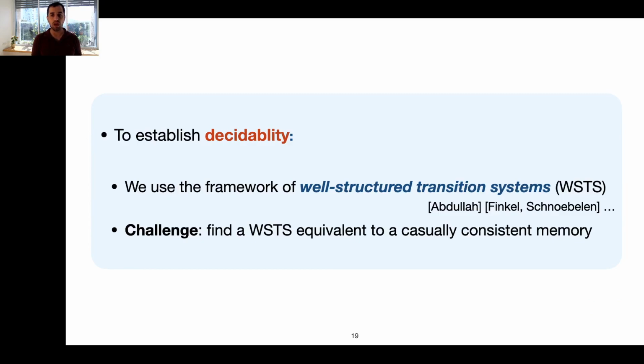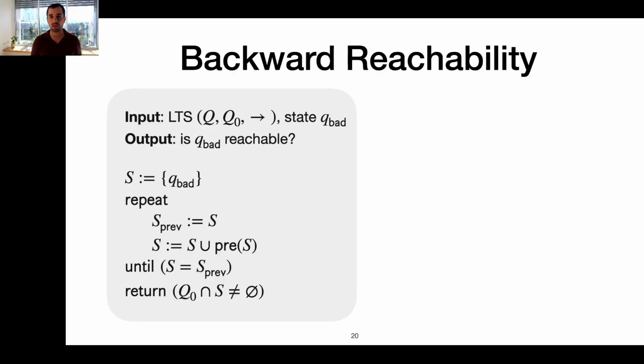What comes to our rescue are well-structured transition systems. This is a general framework that allows us to establish the decidability of certain reachability problems in infinite state systems. To see how it works, let's see a standard backward reachability analysis. We start with some bad states, and at each step, we calculate the set of predecessors until we reach a fixed point. Then, we check whether some initial state is included in the fixed point and report if so.